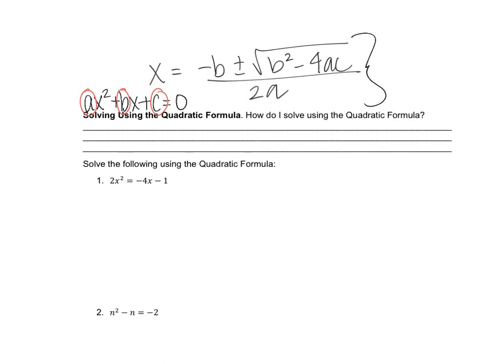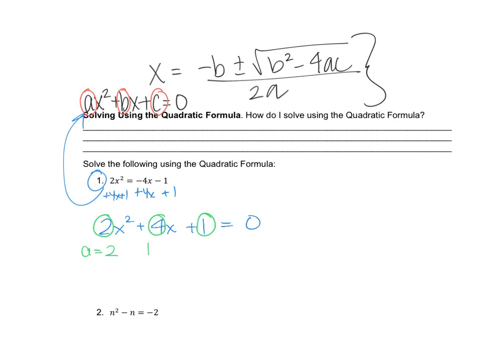And so when we look at the first problem, it's not written in that form, which means equal to 0 and in descending order. So I'm going to add the 4x and add the 1 to both sides. We have 2x squared plus 4x plus 1 equal to 0. And so to use the quadratic formula, we're going to identify our parts, and then it's just plugging into the formula. So a equals 2, b equals 4, c equals 1.